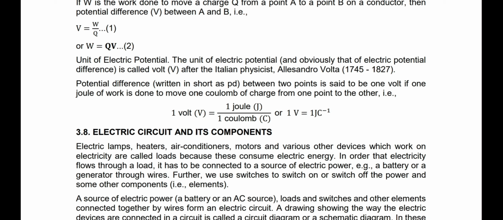So 1 joule is equal to 1 volt, which is 1 joule coulomb inverse. Now let's come to the next topic, and the name of the topic is electric circuit and its components.